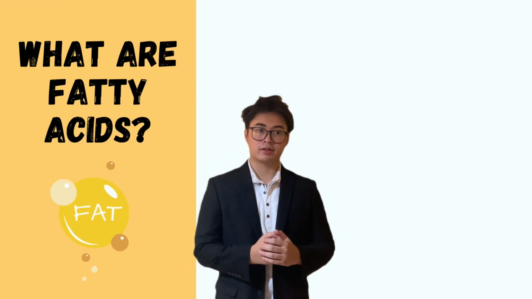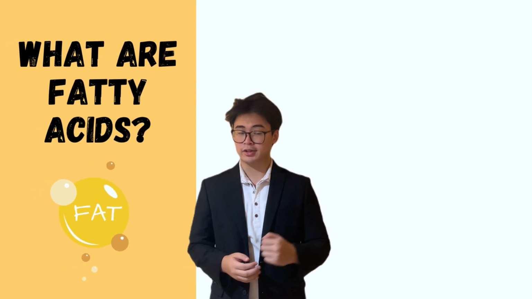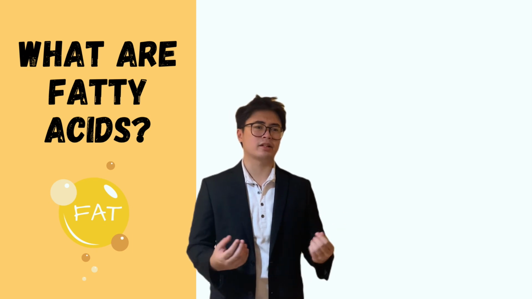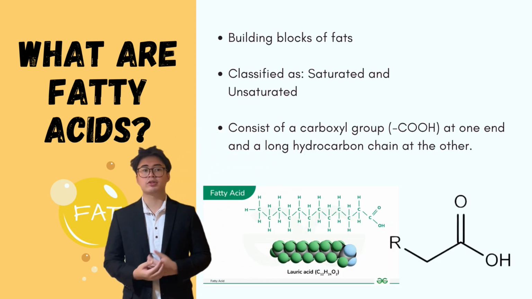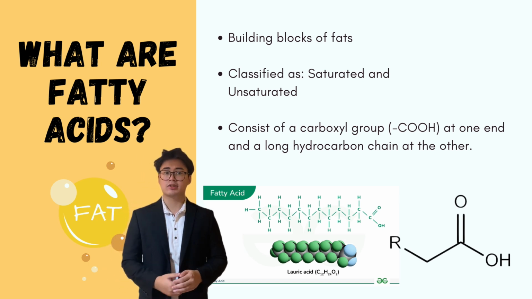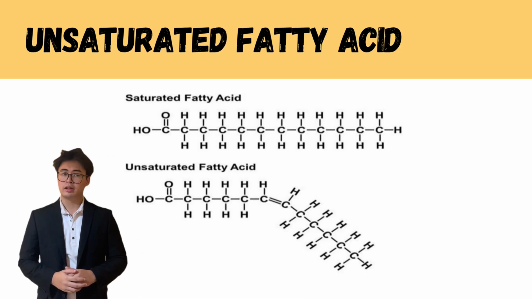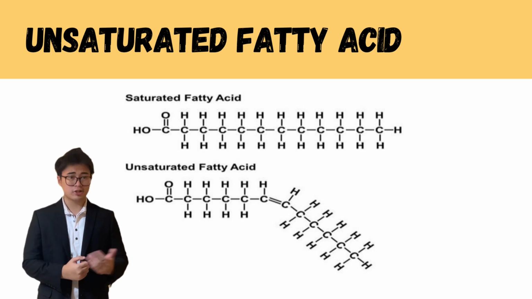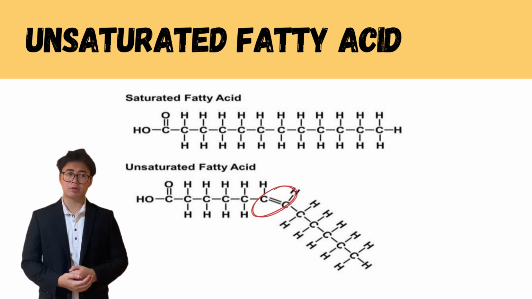Let's start with the basics. Who can remind the class what a fatty acid is, and how are they generally categorized? Fantastic! You're right. Fatty acids are the building blocks of fats, and we primarily categorize them as saturated or unsaturated. It consists of a carboxyl group at one end and a long hydrocarbon chain at the other end. Now, thinking about just the unsaturated fatty acids, what do you think is the key structural feature that makes them unsaturated? Precisely. The presence of double bonds in their carbon chains is what makes a fatty acid unsaturated.